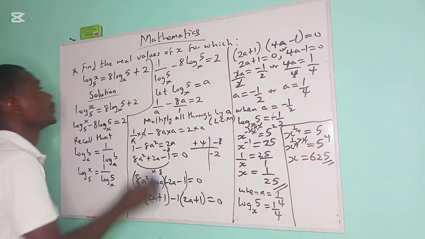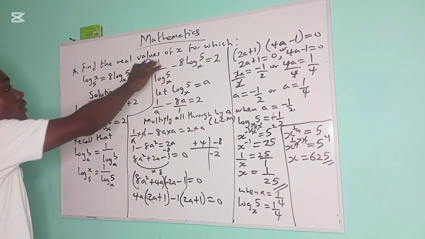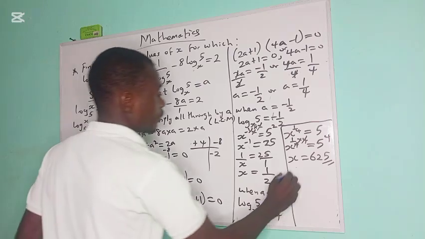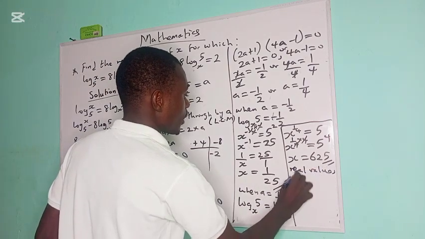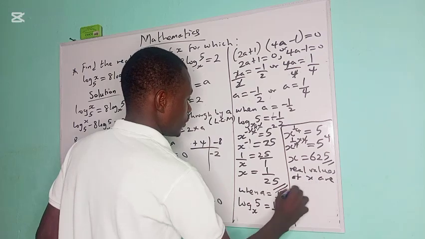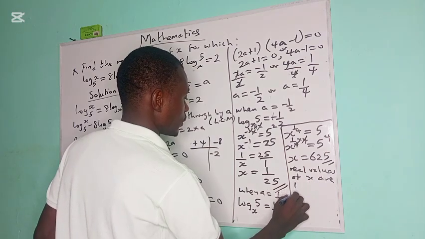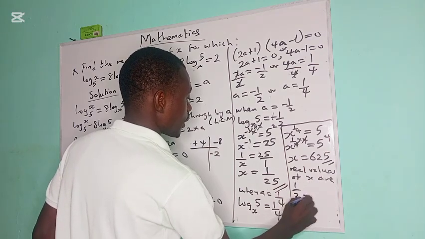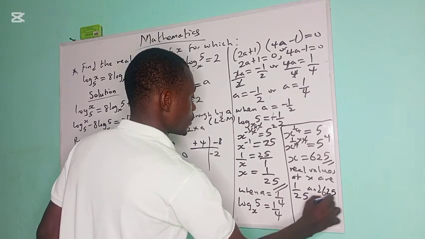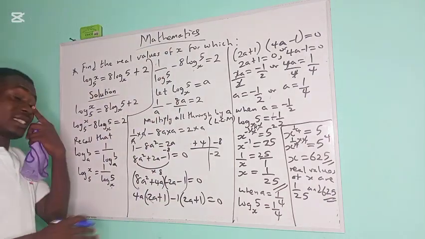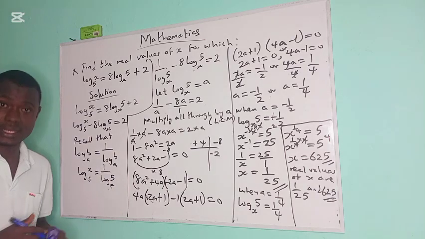625. So now the real values of x. The real values of x are 1 over 25 and 625. So that is the real value of x.